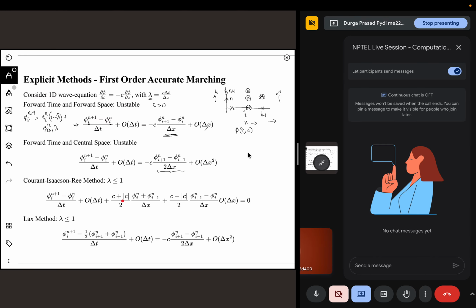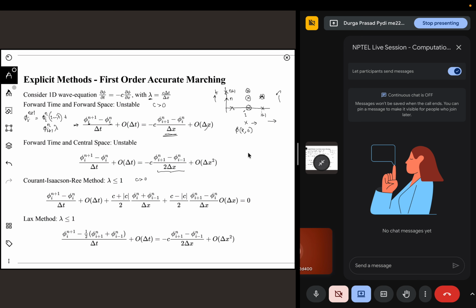So when you have C as positive, this quantity will just go to 0. It will not take phi plus 1, it will only take phi and phi minus 1. So this one will switch to a backward space. And if C is negative, then this quantity will go to 0 and this one will get turned on. So this is basically like the forward space scheme.